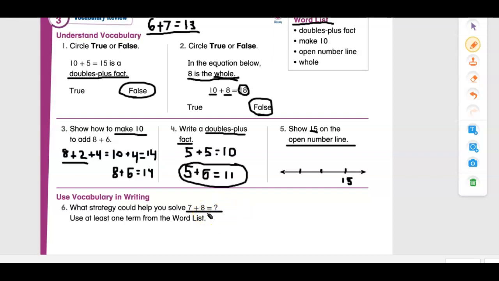So on number 6, you get to pick the strategy that you want to use. You will write that strategy below and then show me how you use that strategy to solve.